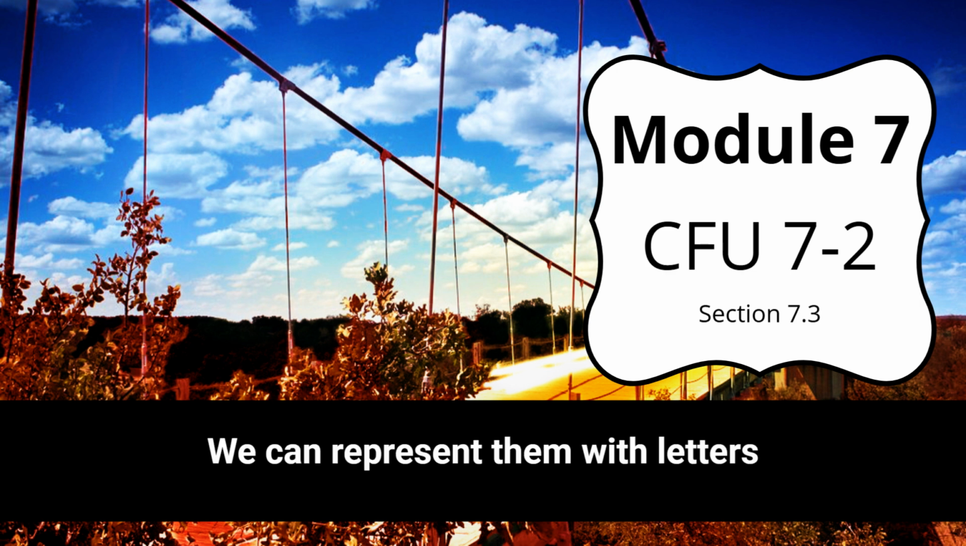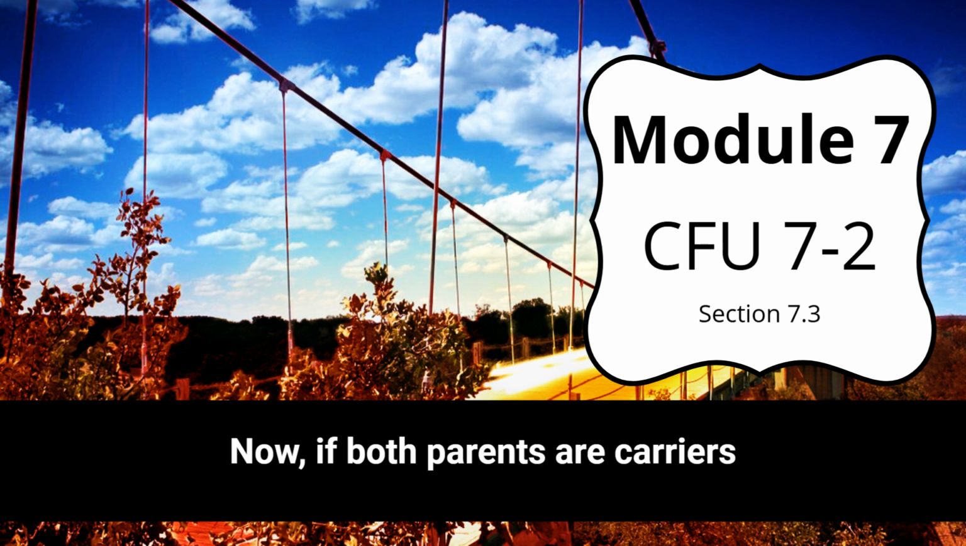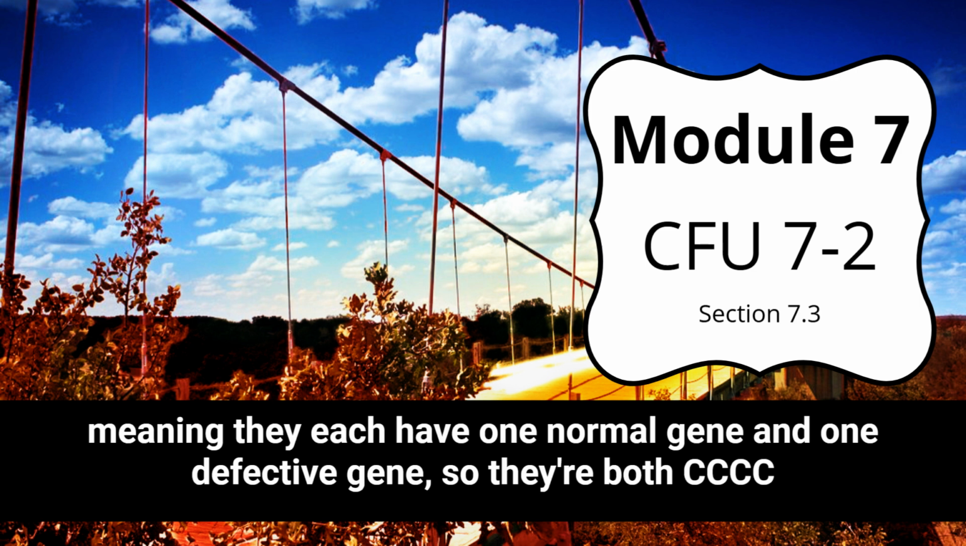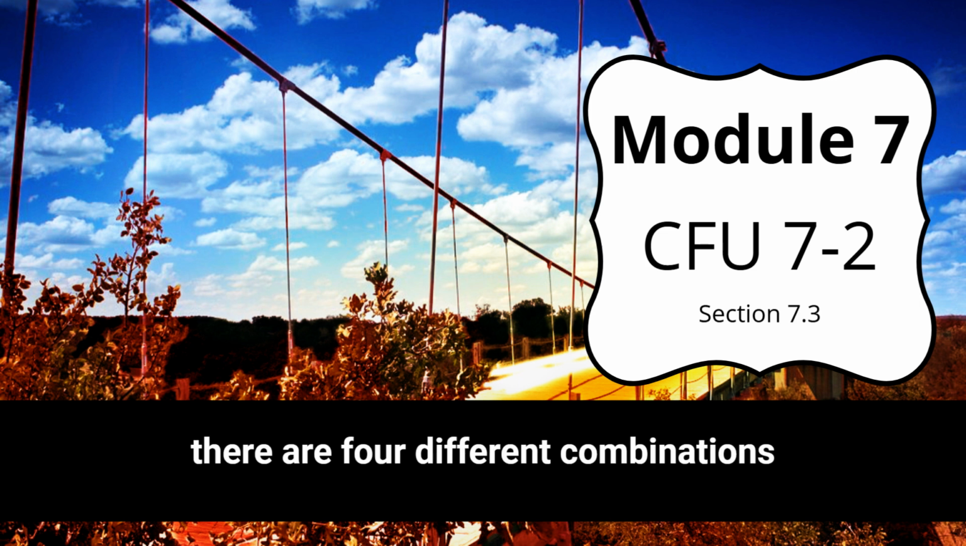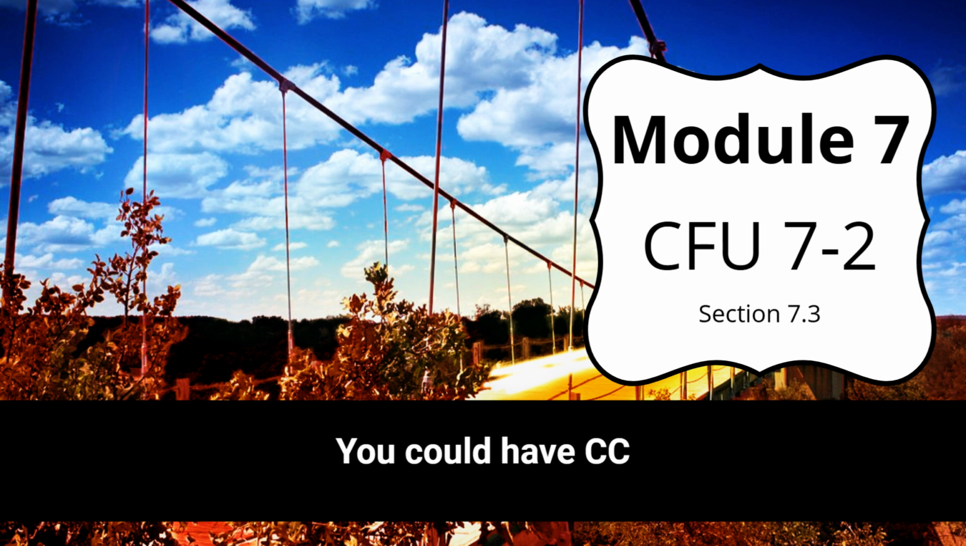We can represent them with letters: capital C for the normal gene and lowercase c for the defective gene. Now, if both parents are carriers, meaning they each have one normal gene and one defective gene, so they're both Cc. There are 4 different combinations their child could inherit: CC, Cc, cC, and cc.